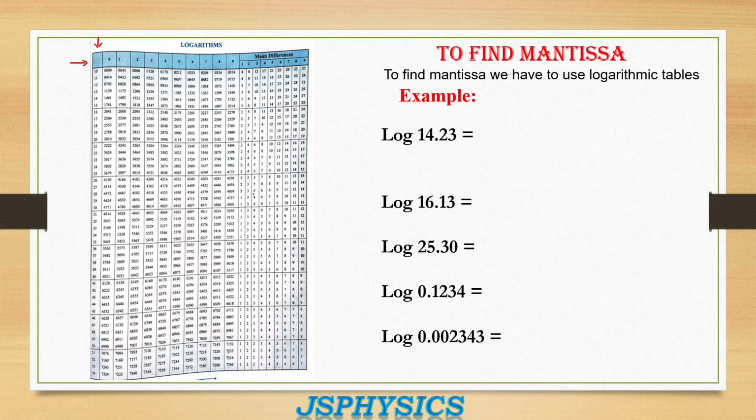14.23, the very first example is 14.23. For finding the log of this number, first we'll find the characteristic. The number of digits is 2, so the characteristic will be 2 minus 1, that is 1. So 1 is the characteristic. To find the mantissa, that is whatever is to be written after the decimal point, we have to follow these tables. Suppose I want to find the log of 14.23. So the characteristic will be the number of digits before the decimal point, that is 2 minus 1, that is 1. And to find the mantissa, we simply neglect the decimal point.